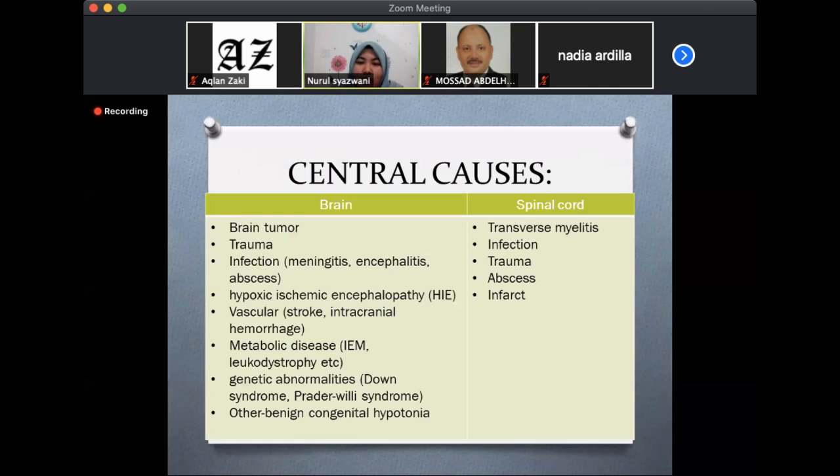Moving on to the central causes. It can be divided into brain and spinal cord. The brain causes can be brain tumor, trauma, infections, hypoxic-ischemic encephalopathy, and also some genetic abnormalities like Down syndrome and Prader-Willi syndrome. For the spinal cord, like Azfar mentioned, transverse myelitis, infection, trauma, abscess, and also.